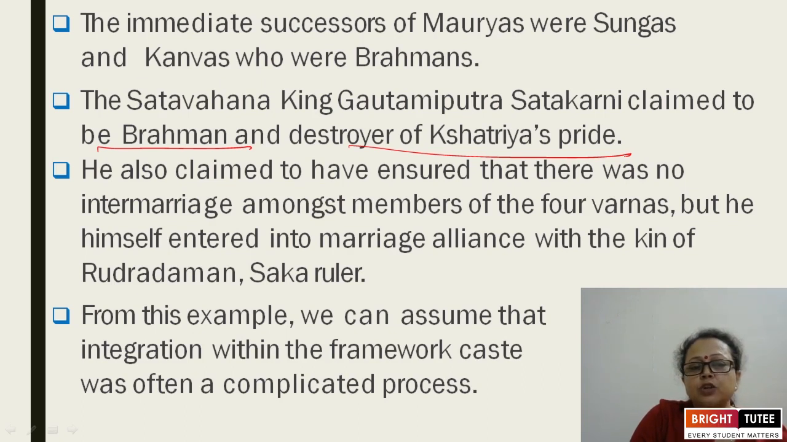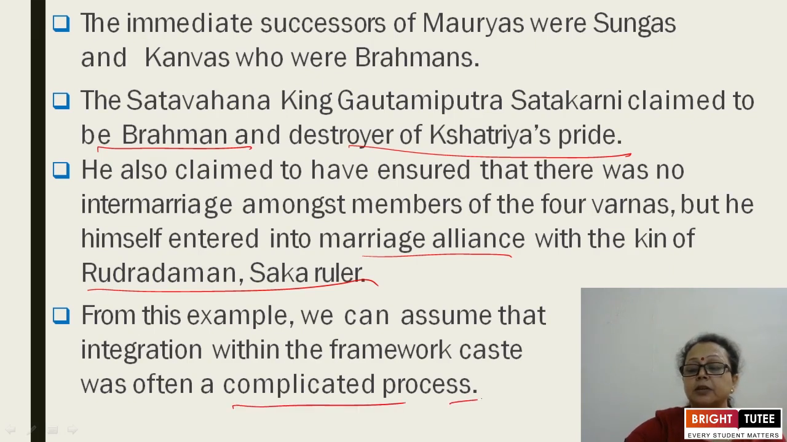These Satavahana rulers also claimed to have ensured that there was no intermarriage among members of the four Varnas, but he himself entered into a marriage alliance with the kin of Rudradaman, one of the Saka rulers. From this example, we can assume that integration within the caste framework was often a complicated process. So the framework created by the Brahmins in the Dharma Shastras is a very complicated one.